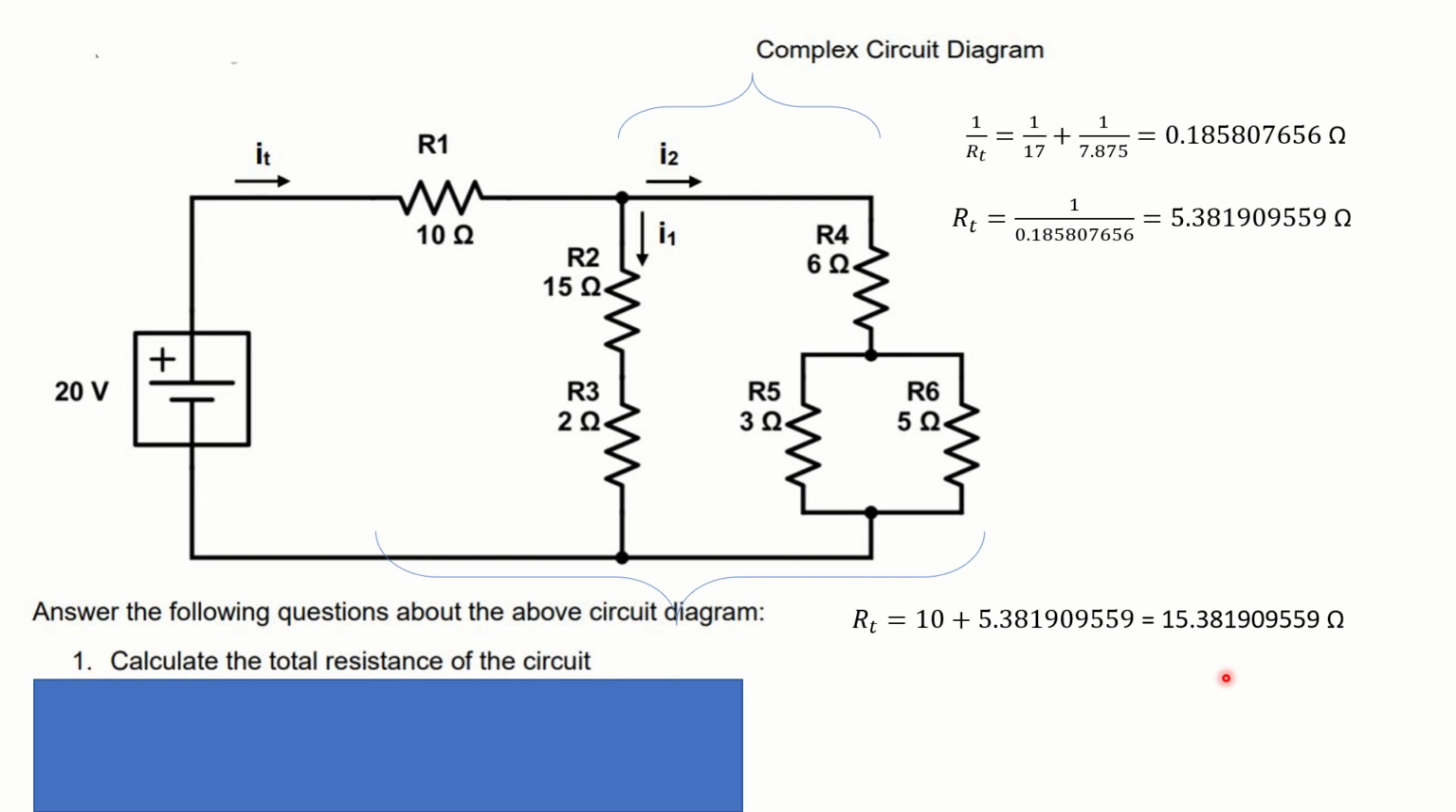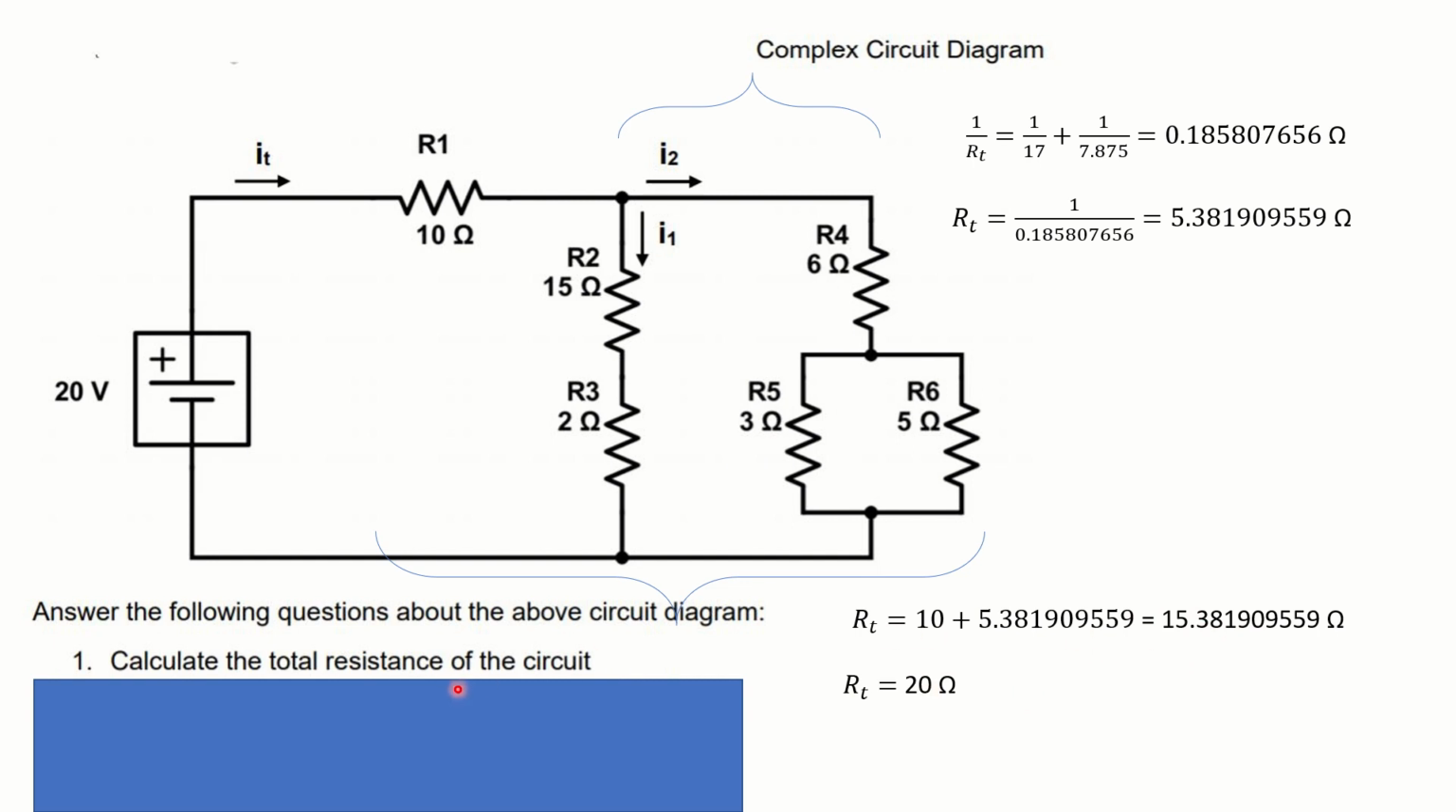The way you work out how many significant figures you round a number to is what is the smallest number of significant figures in our given values. In this case, that's 1. We've got a 3, a 5, 6. Those are all one significant figure. 15.381909559 rounded to one significant figure is 20. Not 15, not 10. The 5 takes the 1 up to a 2, giving us 20 ohms.